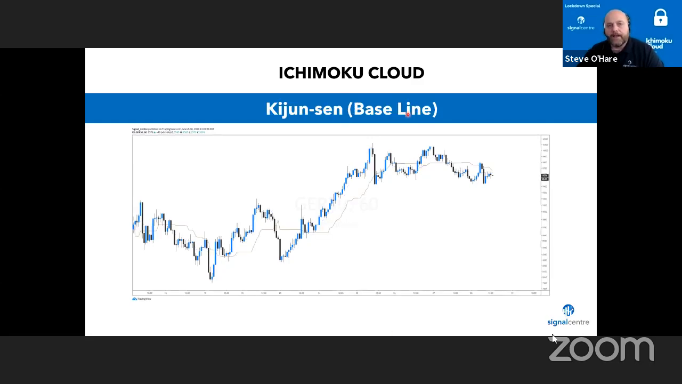Kijun-Sen, the baseline. Now this is the last 26 periods of the high and the low divided by 2. So that's the default setting, as I say, 26 periods looking backwards. So on a daily chart, that line would take in a month's worth of data.